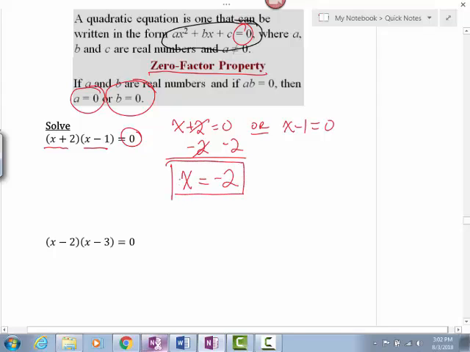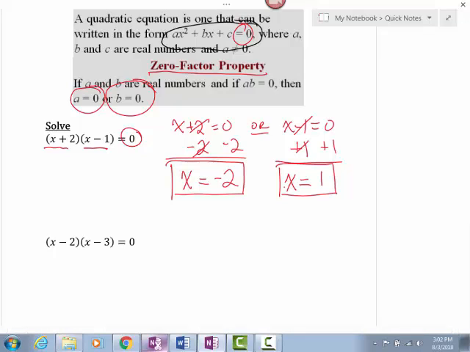Here's my first answer. x minus 1 equals 0. I need to go ahead and do the opposite, which is to add 1 on both sides. So that minus 1 and that plus 1 will cancel out. 0 plus 1 is positive 1. And so here are my two answers. So in every one of these problems here in 13.6, we're always going to end up with two answers, okay? So all we need to do is set each part equal to 0, and then we can solve.